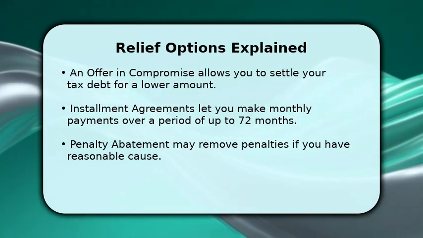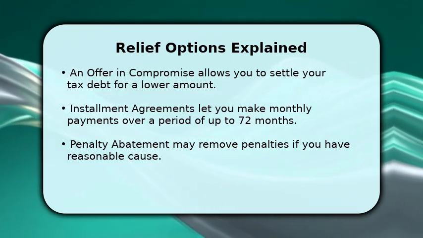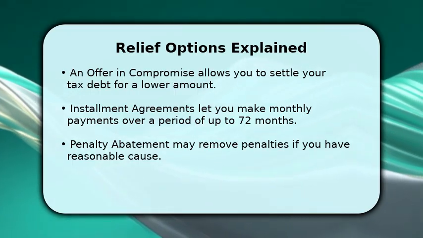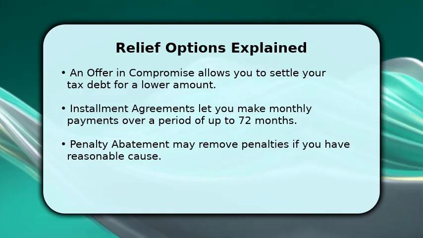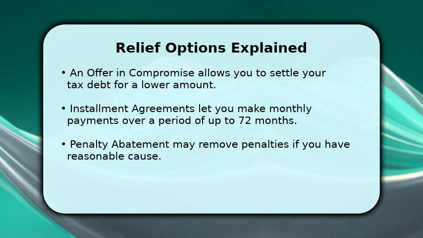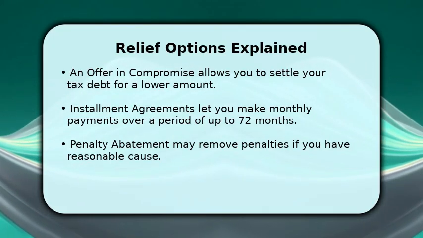An offer in compromise, or OIC, lets you resolve your tax liability with the IRS for a lower amount than you originally owe. An installment agreement allows you to make manageable monthly payments, typically over a period of up to 72 months. Finally, penalty abatement can remove penalties if you demonstrate reasonable cause for noncompliance.